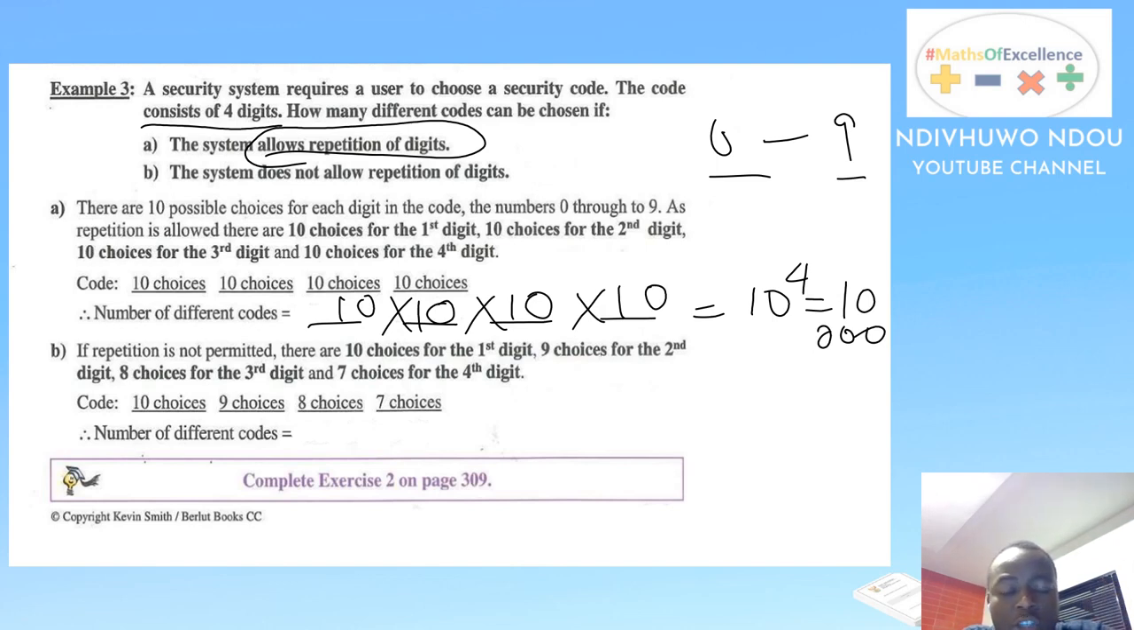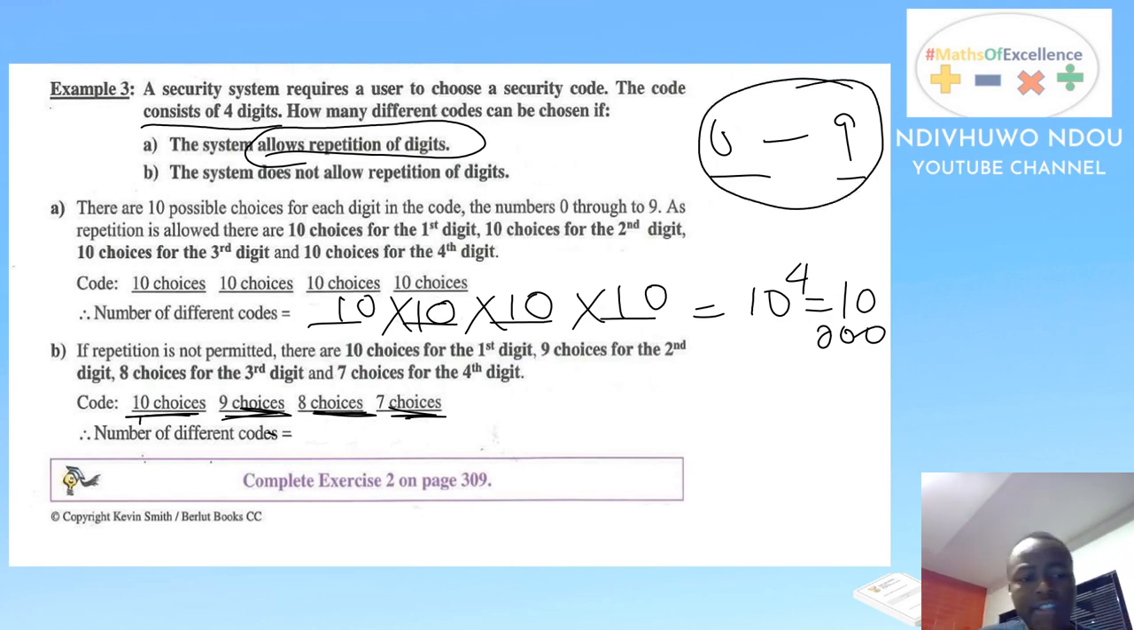The system does not allow repetition of digits, right? Remember, we need to form a 4-digit code. Hence, we'll have 4 spaces, 1, 2, 3, 4. But in this case, the system does not allow repetition of digits, right? It means in the first position, you can choose any digit from 0 to 9. You have 10 choices, hence they put 10, right? We have 10 choices. So in the second position, from those 10 choices, you are only going to use 1 digit, right? From 0 to 9.